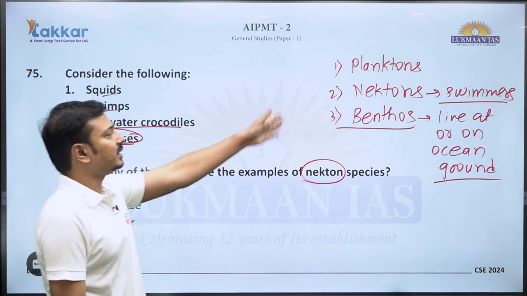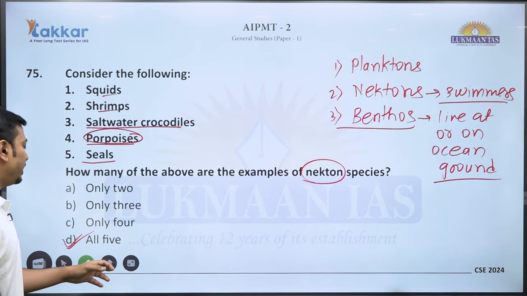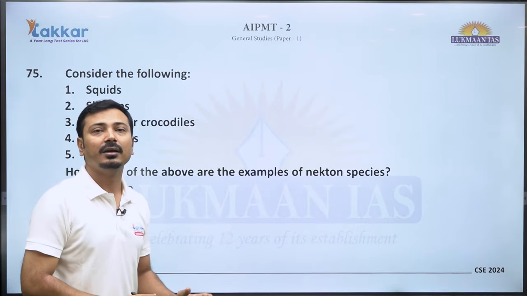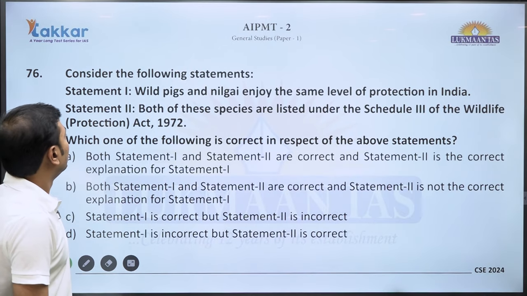जिनको पता है कि nektons are the swimmers, they can easily correct this. Easy हो जायेगा उनके लिए. So basic information जब आपको पता होती है, तो इस तरीके से applied question easy solve हो जाता है. Okay? So D is the correct answer here. What about this one?